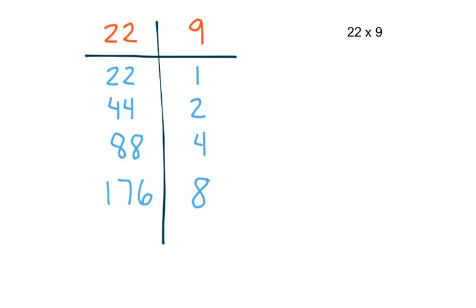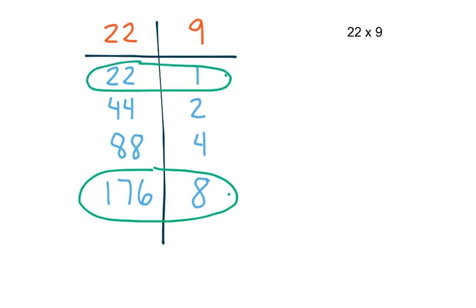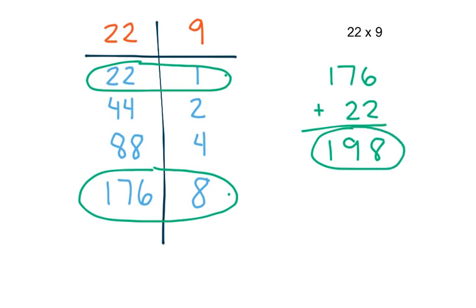So I look and I say, how do I get to 9 22s? Well, to get to 9 22s, I need to count these 8 and that 1. And so these 8 22s combined with this 1 22 will make 9 22s. So what I need to do is add those together. I've got these 8 22s added to this 1 22, and I add those together and I get 198. And so 22 times 9, sure enough, is 198.